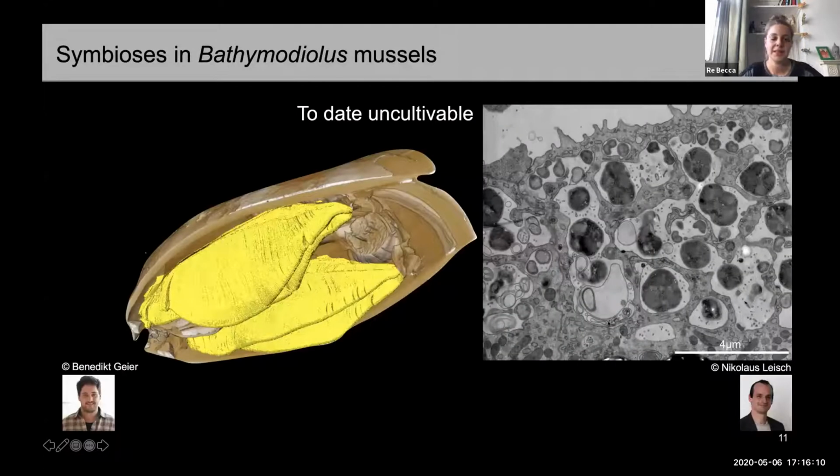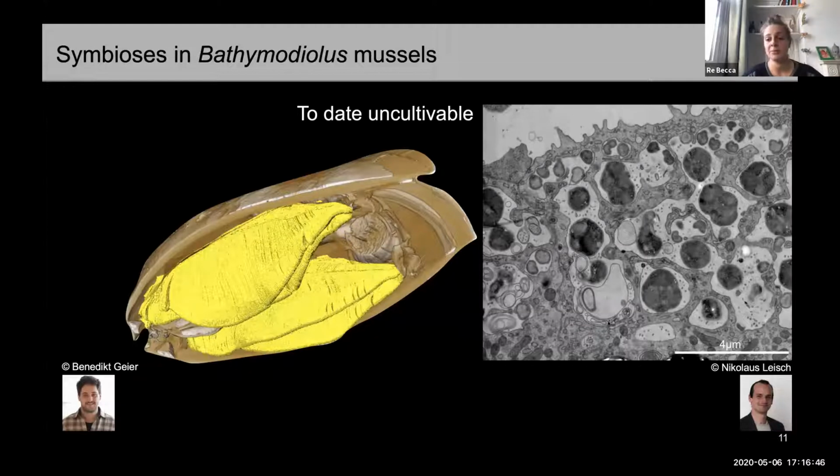This is basically the system that I've been studying, the bathymodiolus mussel. And if you open one of these animals, the first thing you see is that the gill organ, indicated here in yellow, is highly enlarged if you compare it to a shallow water mussel, for example, the blue mussel. And the reason that this is enlarged is that the epithelial cells within the gills are packed with intracellular bacteria, which use this chemical energy at the vent sites in order to produce biomass and feed their host.